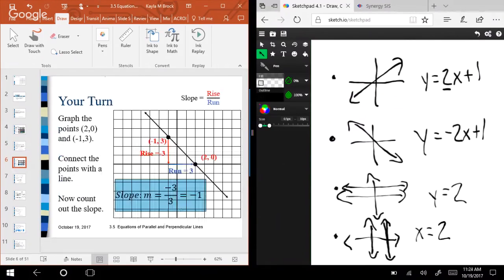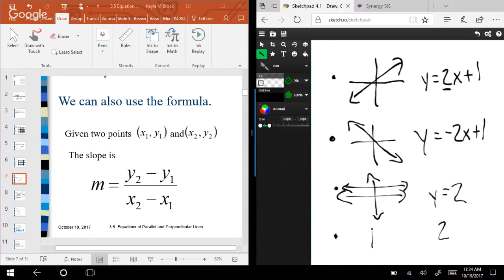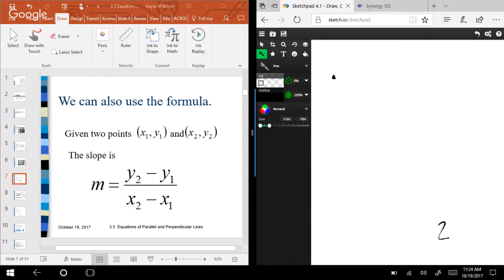Your turn. I'll give you a moment to fill in your notes. Okay, we can also use the formula given 2 points, (x1, y1) and (x2, y2). The slope is y2 minus y1 over x2 minus x1.